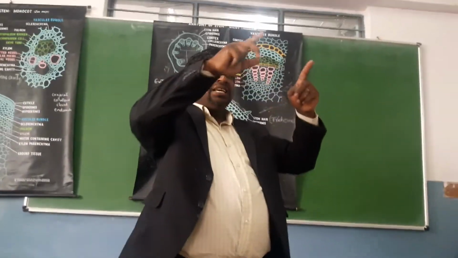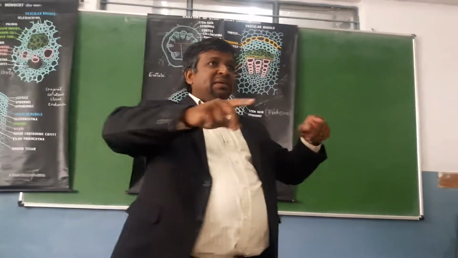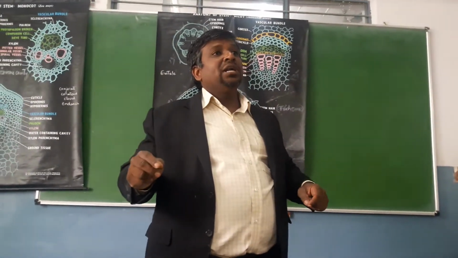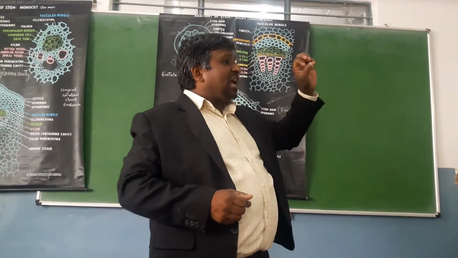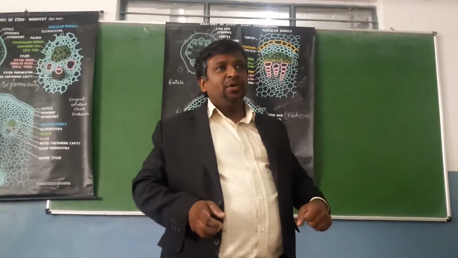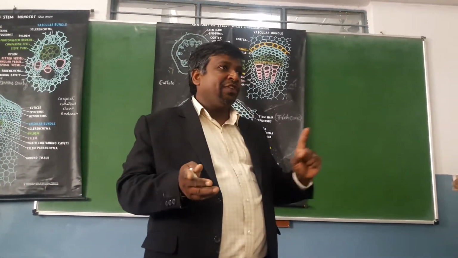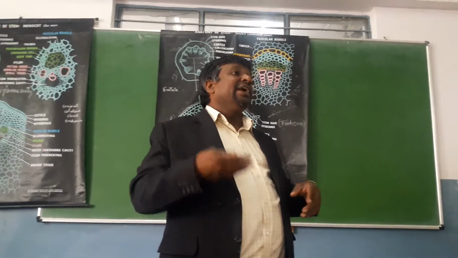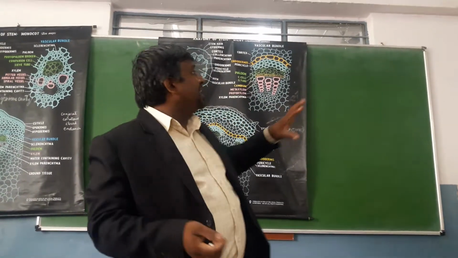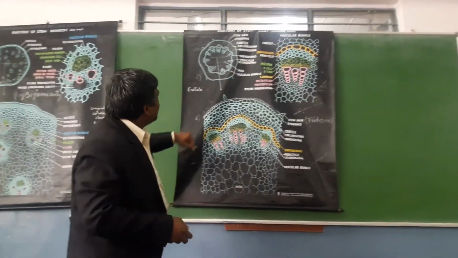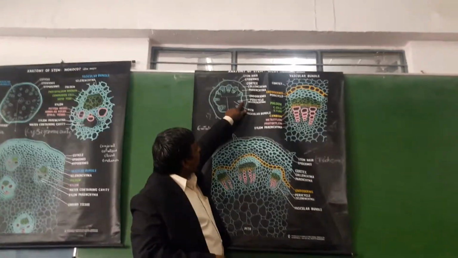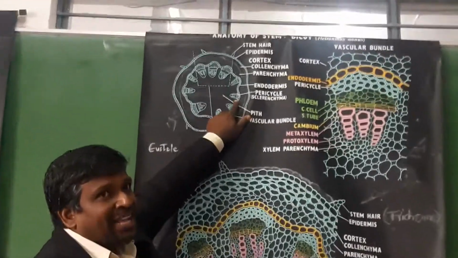But the endodermis is not circular, it is wavy. And the endodermis has starch granules distributed in it. So instead of endodermis, what do we call it? Endodermoid layer, because they have starch granules distributed in them. Next layer after the endodermis is the pericycle.